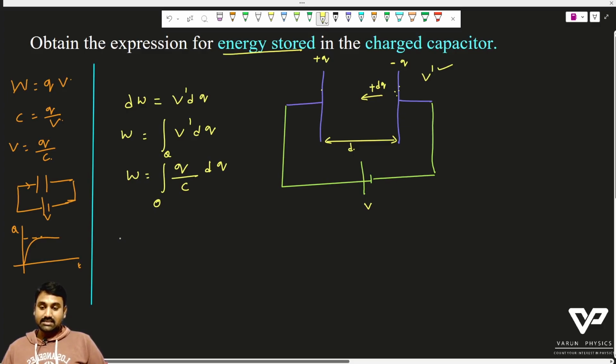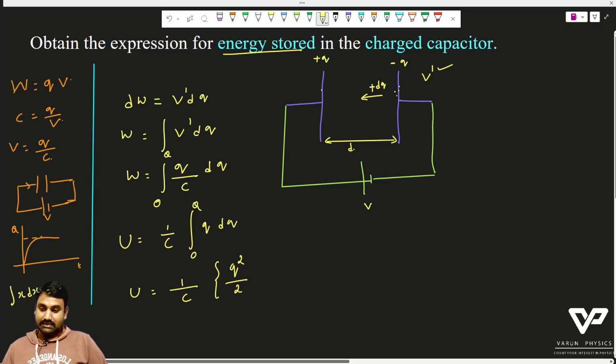So this work done against the potential is stored as potential energy: 1 by C integral of q dq from 0 to capital Q. Therefore, U is equal to 1 by C times integral of q dq, which is q square by 2, because we know that integral of x dx is x square by 2 plus c, but since this is a definite integral, we don't use plus c. From 0 to capital Q. This implies that U is equal to half Q square divided by C.